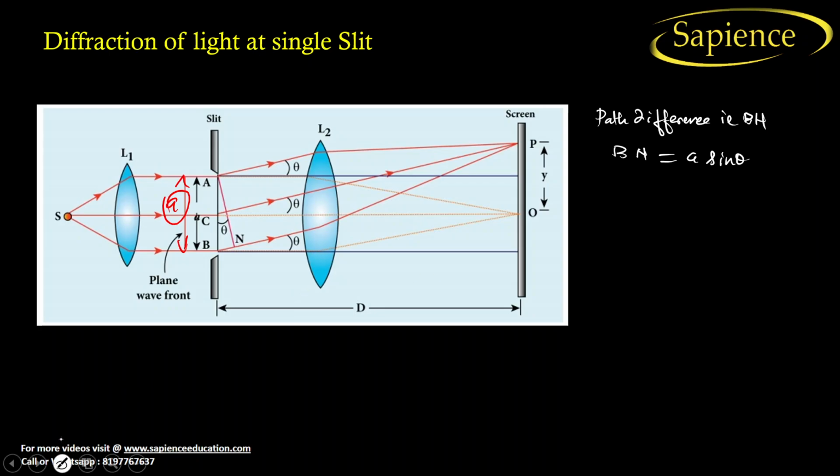And since it is constructive interference, what will happen? This path difference can be written as n lambda, right? So finally we have got a sin theta is equal to n lambda. So this is one of the equations which is very important. Got it?